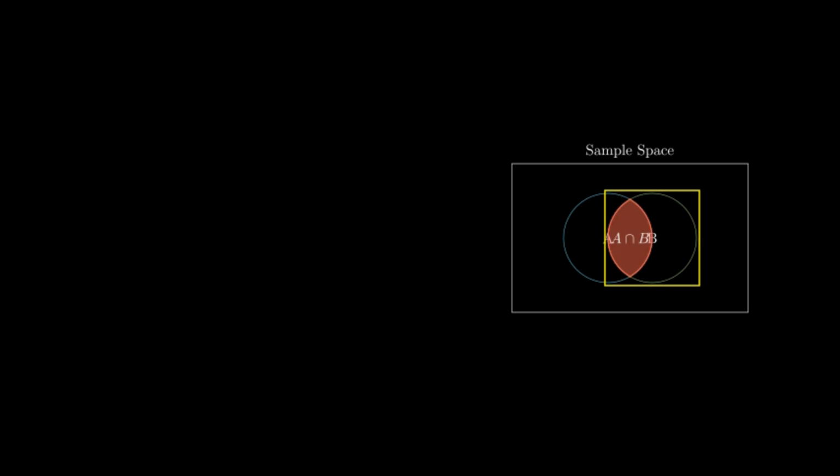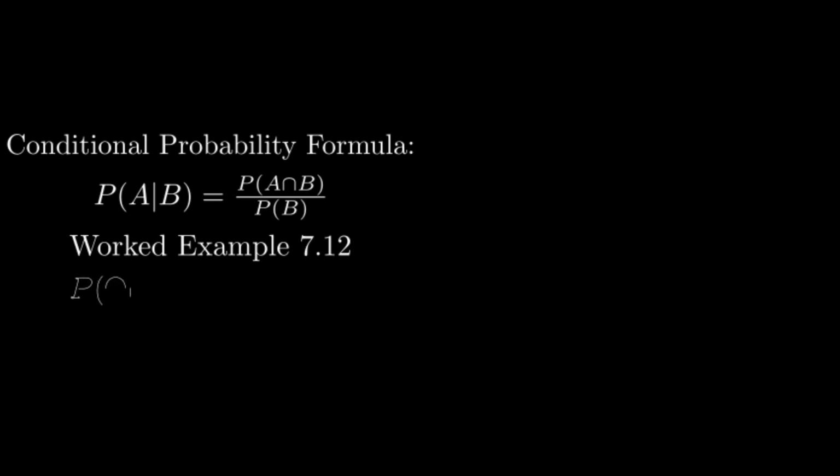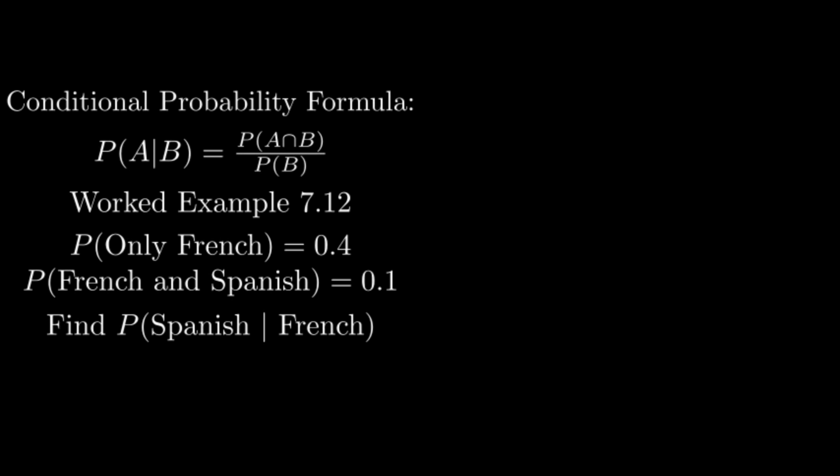This gives us the formal formula for conditional probability. The probability of A given B is the probability of A and B divided by the probability of B. This formula is one of the most important in probability theory. Let's use this formula on another example. The probability a student studies only French is 0.4. The probability they study both French and Spanish is 0.1. Find the probability a student studies Spanish given they study French.